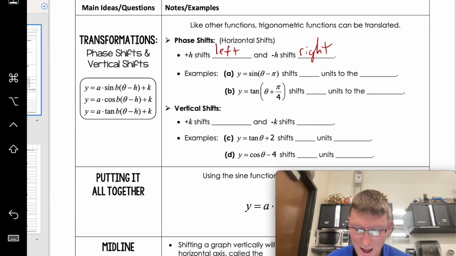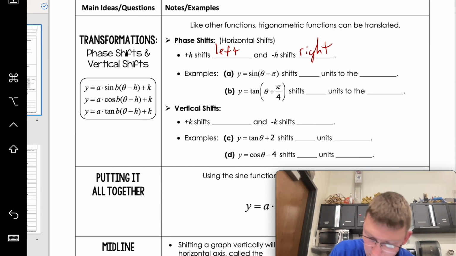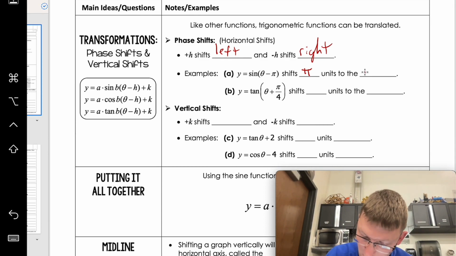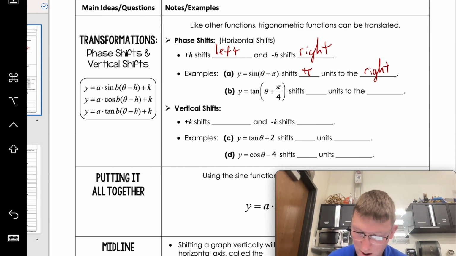So example A, y equals sine of theta minus pi. So that is going to shift pi units, and hopefully you can guess this, pi units to the right. Because the h right there is positive, we have the negative sign that's right there, so then the actual h value is positive. So that's why it shifts pi units to the right.